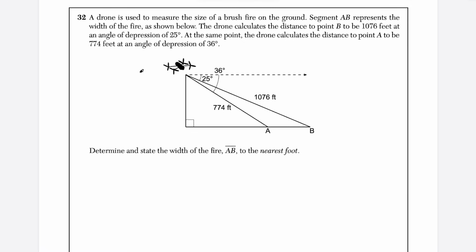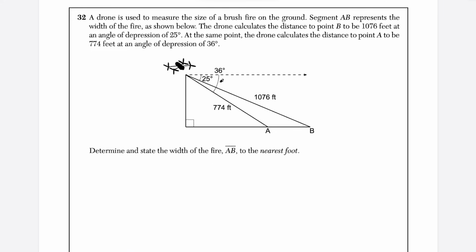Question 32, a drone is used to measure the size of a brush fire on the ground. Segment AB represents the width of the fire as shown below, and the drone calculates the distance to point B to be 1,076 feet at an angle of depression of 25 degrees. At the same point, the drone calculates the distance to point A to be 774 feet at an angle of depression of 36 degrees. And we need to determine and state the width of the fire AB to the nearest foot.